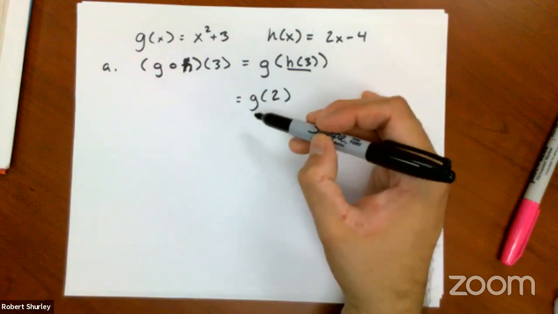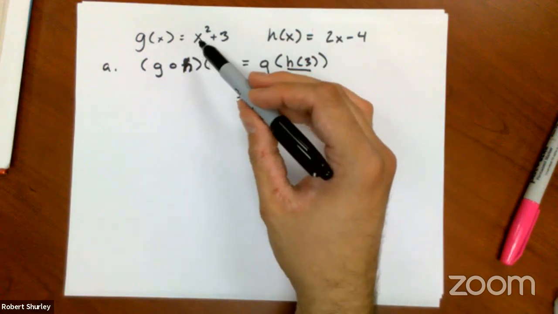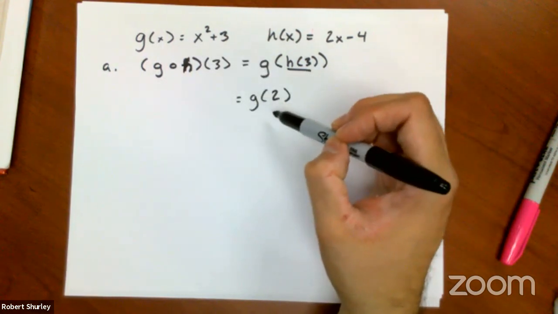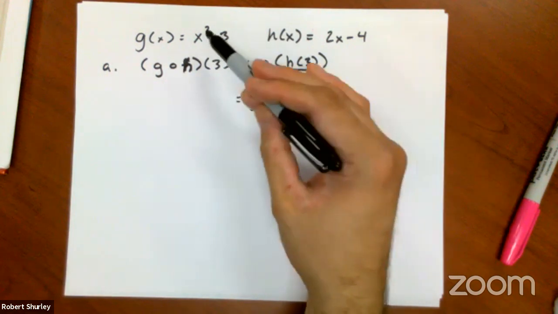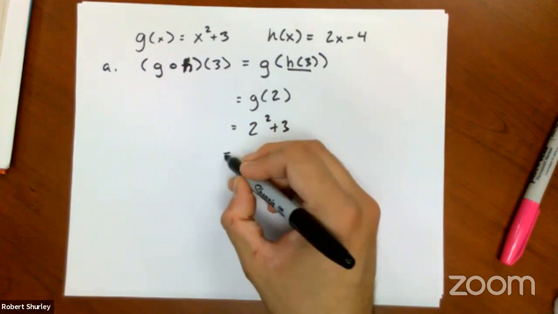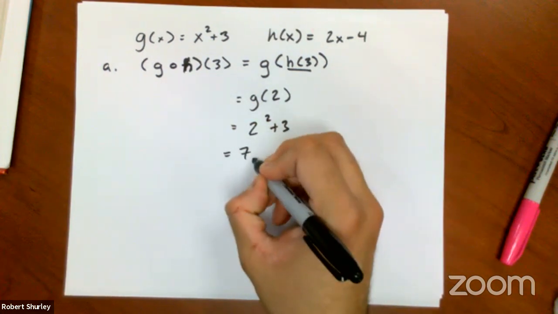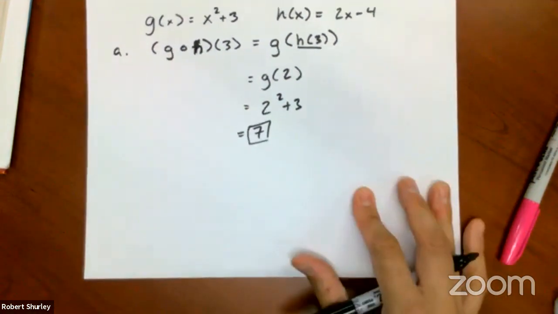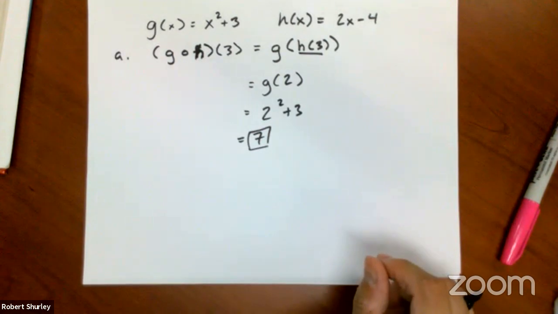Well, then I've got to plug that 2 into g, right? I know how to do this. We've been doing this for a little bit. So I'm going to take the 2 and plug it into the g function. So we wind up with 2 squared plus 3. So 4 plus 3, we wind up with 7. Okay, we wind up with 7.